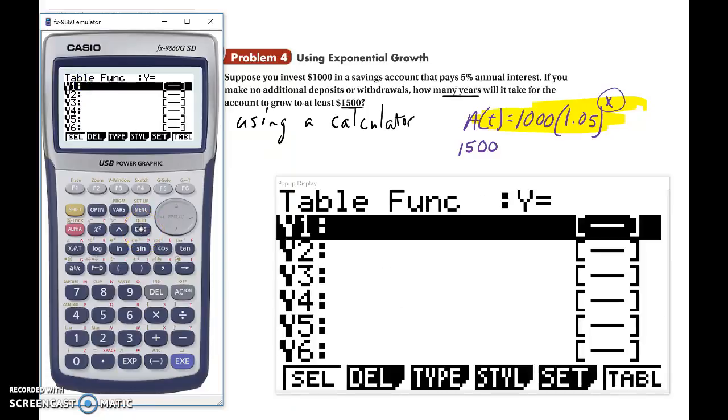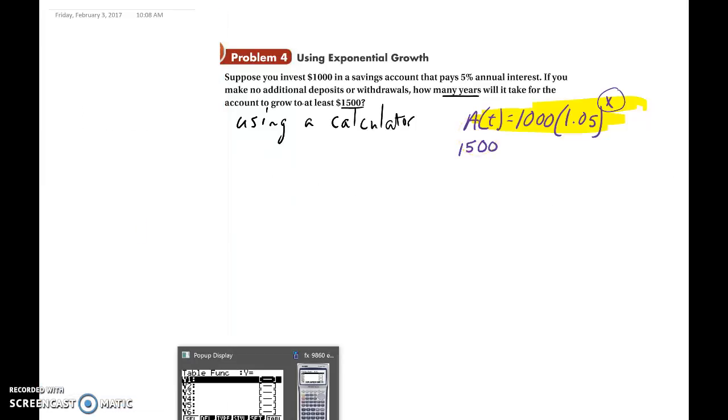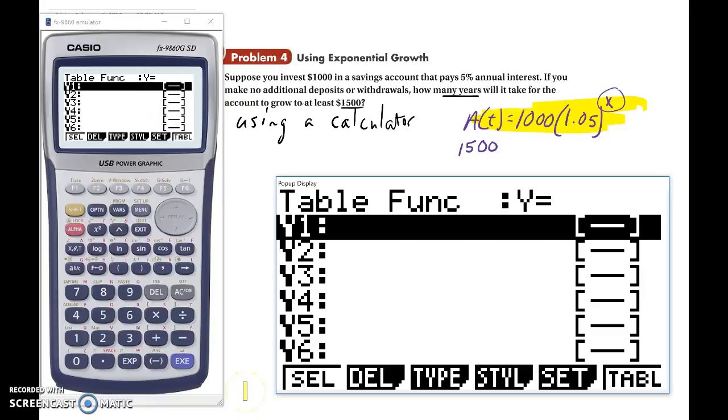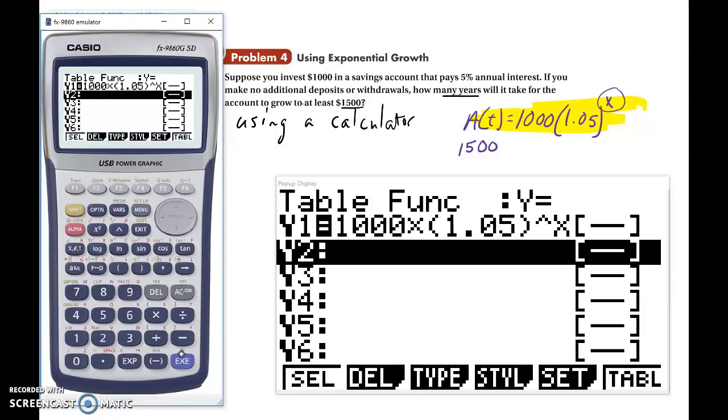And then we plug in the equation where a sub t represents y. So y is equal to 1,000. Now let's make sure that this is very particular. Make sure you press the times button. And then we put in parentheses 1.05. And then we raise it to the x value. Press execute. And now we go to our table.